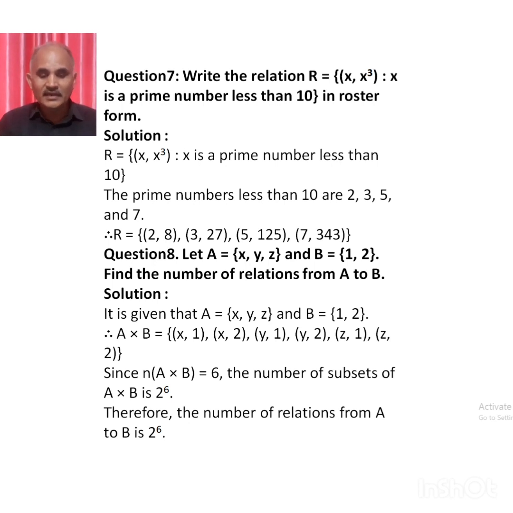Since n(A cross B) is equal to 6, the number of subsets of A cross B is 2 raised to the power 6. Children, it is actually 2 raised to the power 6, not 26. Therefore the number of relations from set A to set B is 2 raised to the power 6. I hope you understand all this. So please go through sincerely from question number 1 to question number 8. Check one by one, do it on your own, and then give me the result whenever the school opens.